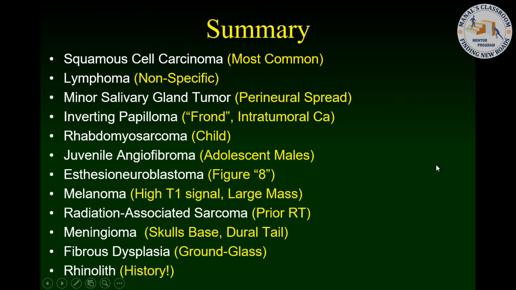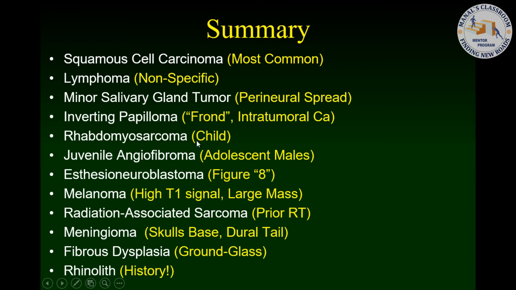So in summary, what I've tried to do is, you've heard of every one of these differential diagnoses. What I wanted to do is help you when you go into your practice, instead of giving a laundry list of what 10 things it could be, to help prioritize what it is. So we talked about squamous cell carcinoma, and we talked about the things you should mention when you see a squamous cell carcinoma. Lymphoma is number 2, it's nonspecific. If you see perineural spread, consider a minor salivary gland tumor. If you see a benign frond-like lesion that has calcifications, think of inverting papilloma.